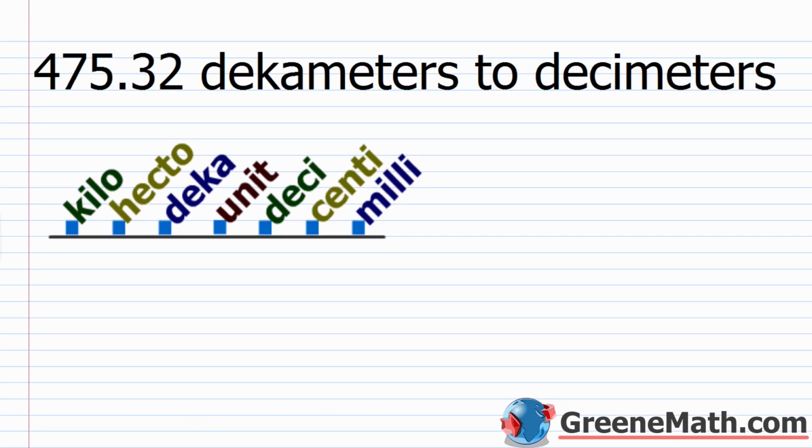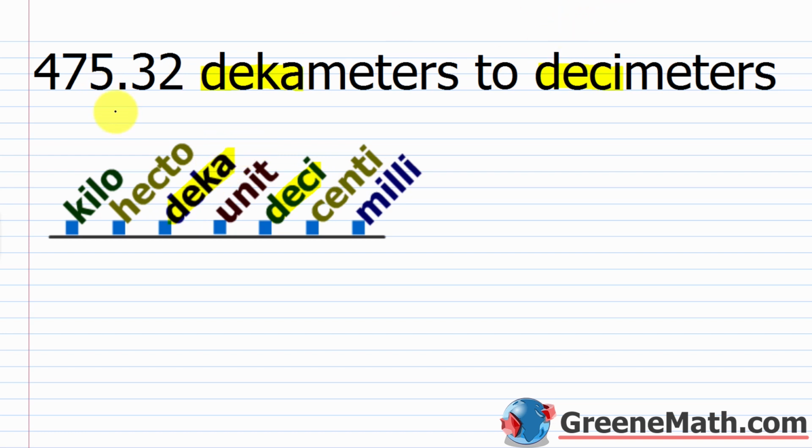What about 475.32 decameters to decimeters? Well, again, identify the prefixes involved. You have deca here that comes before meters. You have deci here that comes before meters. And just locate those on the prefix chart. So you have deci here, you have deca here.